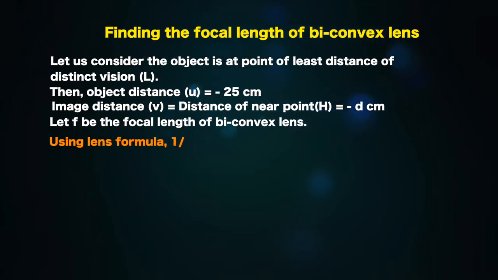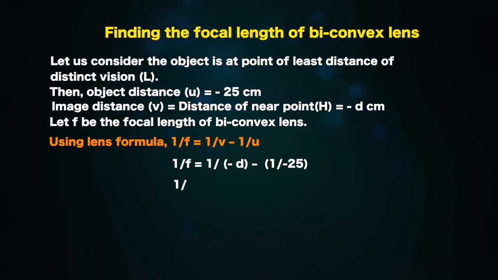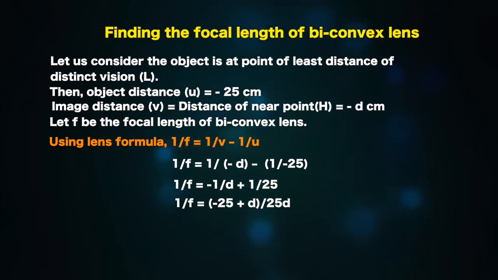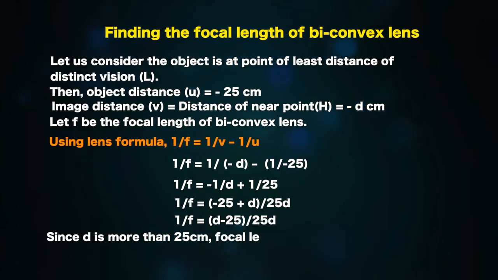Using the lens formula, 1 by f is equal to 1 by v minus 1 by u. 1 by f is equal to 1 by minus d minus 1 by minus 25. That implies 1 by f is equal to minus 1 by d plus 1 by 25. That implies 1 by f is equal to minus 25 plus d by 25d. That implies 1 by f is equal to d minus 25 by 25d. Since d is more than 25 centimeters, the focal length is positive.